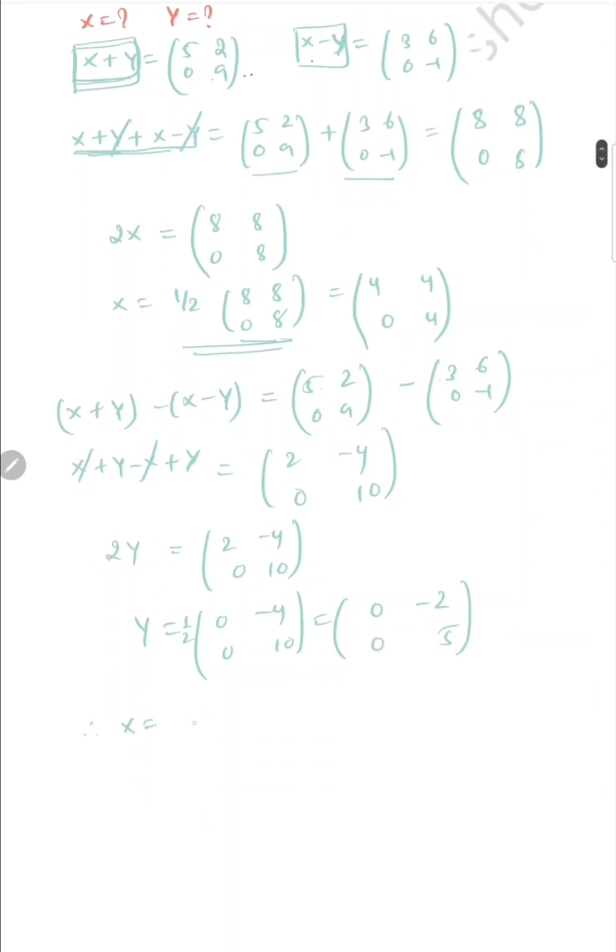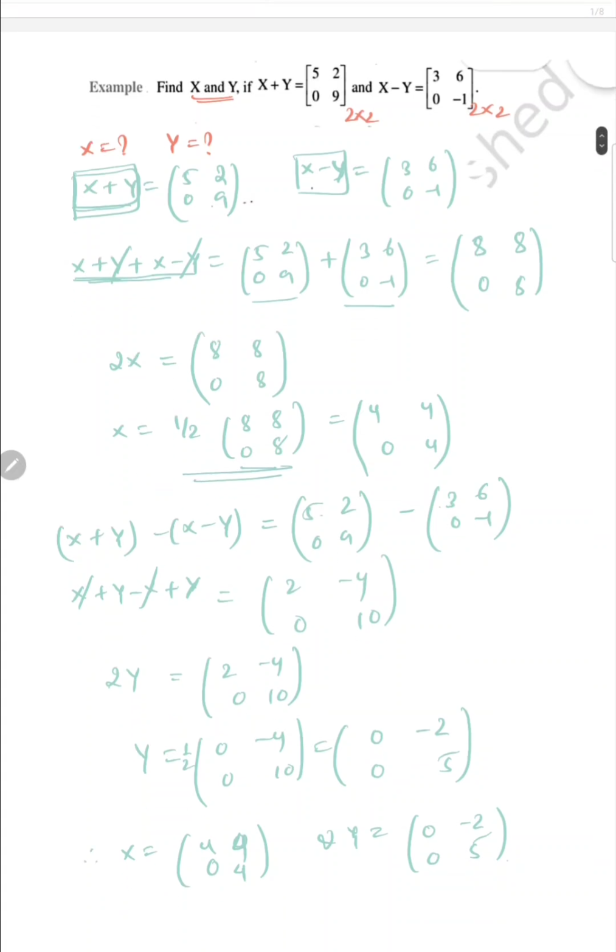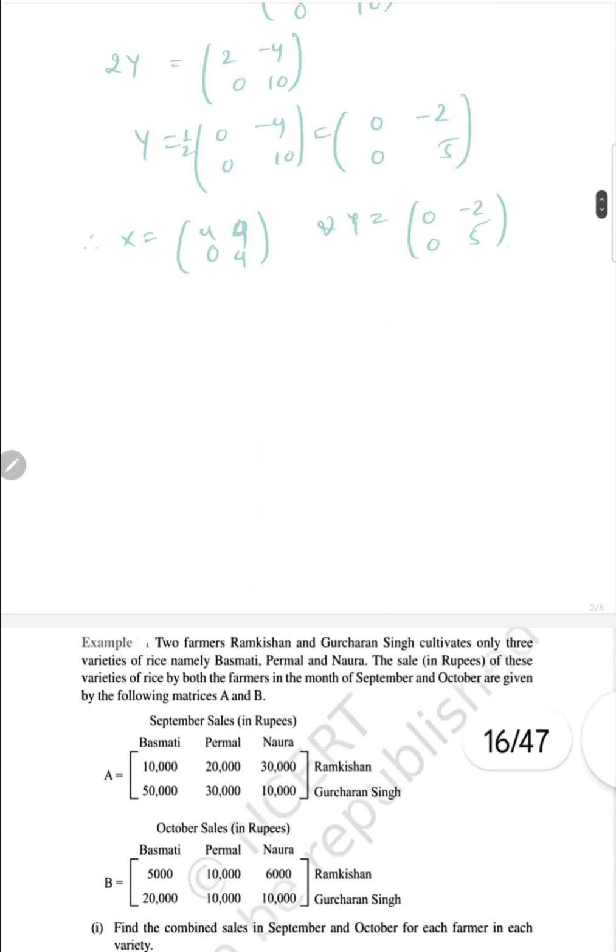Therefore we have X as [4 4; 0 4] and Y as [1 -2; 0 5]. This is how we can find X and Y provided X plus Y and X minus Y are given. So this is about the example for finding X and Y.